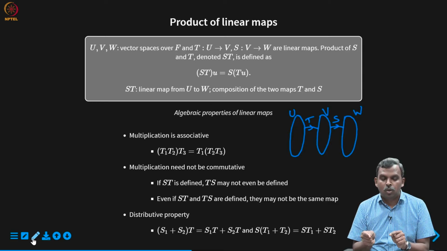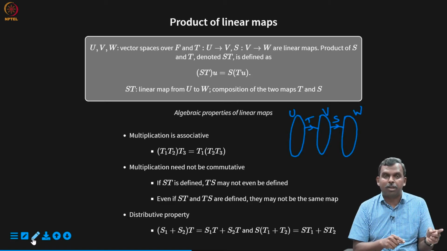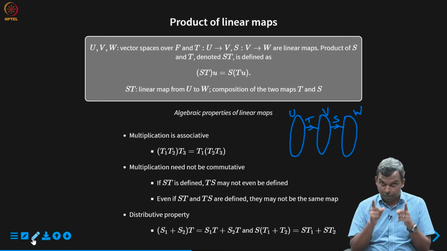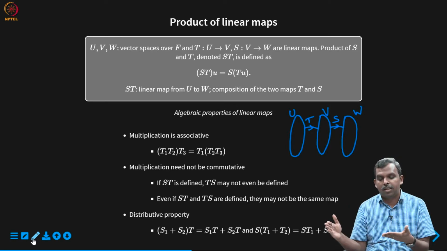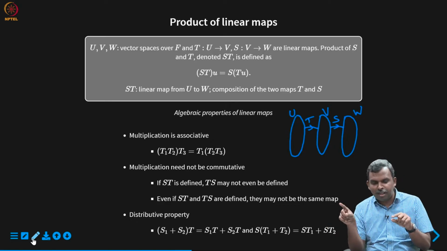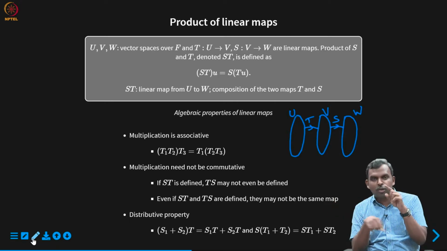Okay, so what is Tu? Tu takes something from U and puts out something from V. And then what will S do? It will take that something from V and put out something from W. So what I am doing here actually, though I call it a product of linear maps, is a composition of two maps. I have two maps T and S which are composable, they are properly defined. T goes from U to V and then S takes from V to W. So I can of course compose them.